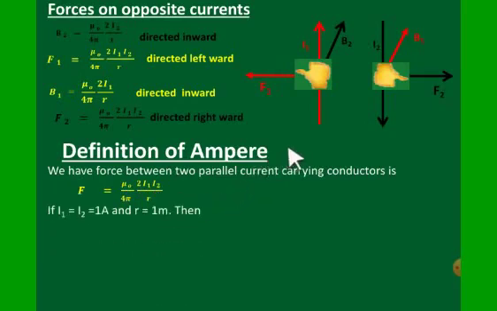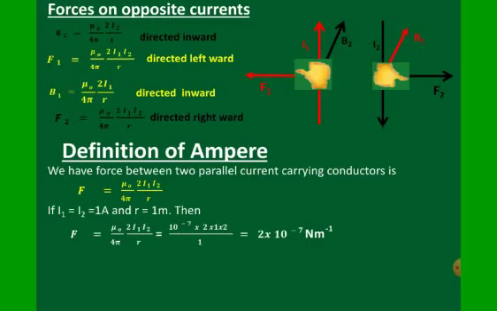Now if we meet the condition that the current flowing through the parallel conductors is 1 ampere and the distance between them is also 1 meter, and if these two are placed in vacuum, then the force experienced by them will be equal to 2 into 10 to the power minus 7 Newton per meter.